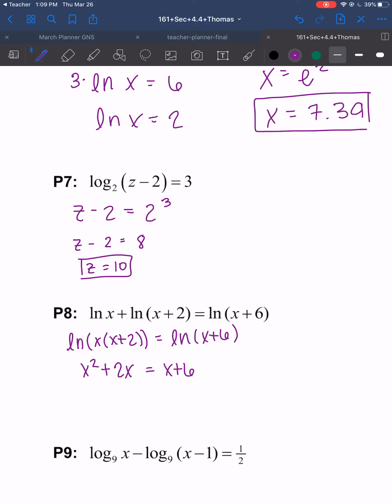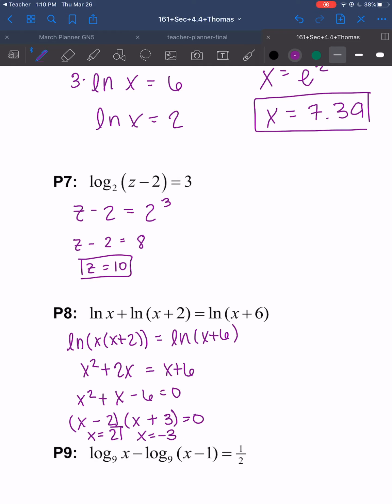So I'm going to move everything to one side, keeping my x squared positive. So x squared plus 2x minus x minus 6 equals 0. So now you can use the quadratic formula if you would like. However, I'm going to factor it. So what multiplies to negative 6 and adds to 1? 2 and 3. 3 is positive and 2 is negative. So x equals 2 and x equals negative 3.